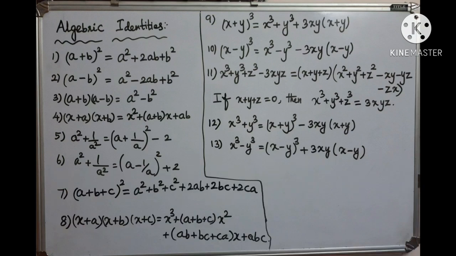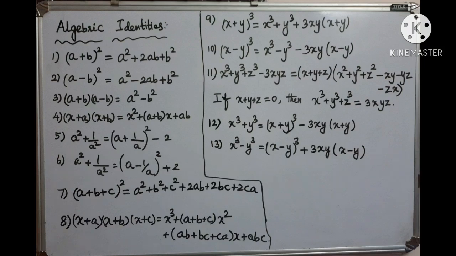And then the eighth one is (x plus a) into (x plus b) into (x plus c). Here a, b, c only the values are changing, and x is a constant term. It is equal to x cube plus (a plus b plus c) x square plus (ab plus bc plus ca) into x plus abc. And the ninth one is (x plus y) the whole cube, which is equal to x cube plus y cube plus 3xy into (x plus y).